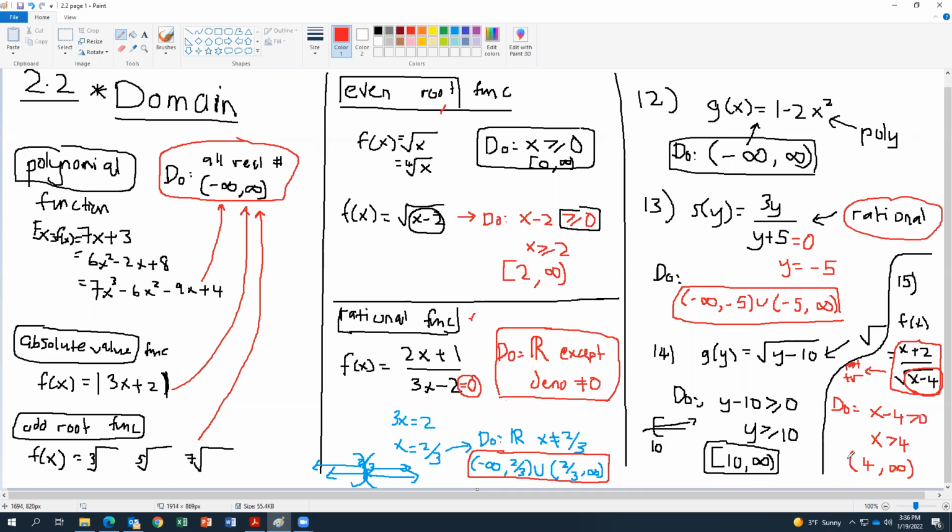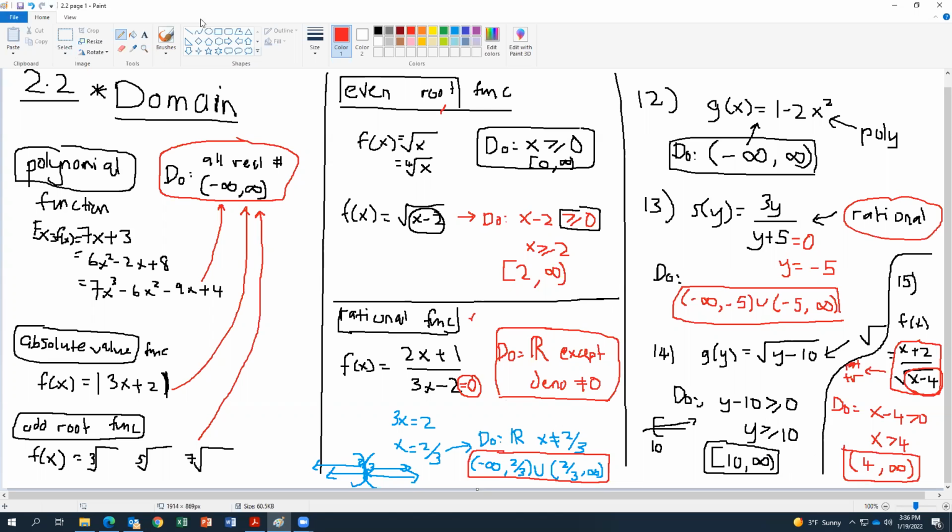So that's the reason why we put a parenthesis, which is telling us that 4 is not included. But if you put a bracket like question number 14, it means 10 is included. Yes, when you plug 10 in here, it still works. That means you get 0 here. So that's the difference between parentheses and brackets. Something that you guys might need to watch out for.